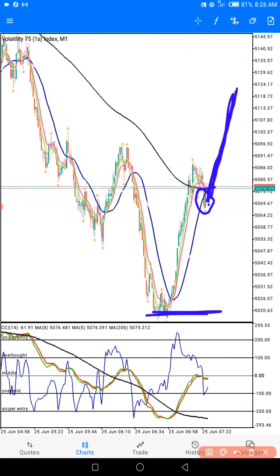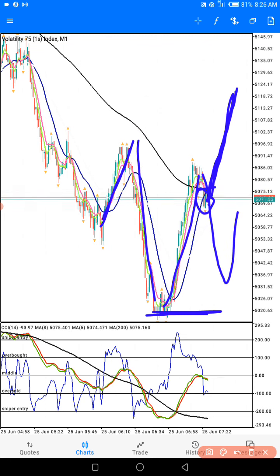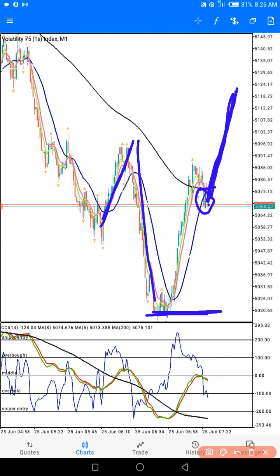Look at the movement we have. We have this impulsive movement. We have this retracement, and this is how it's supposed to flow. But currently the market is about to form, I think, the head and shoulder pattern, the inverse head and shoulder pattern. So let's see how it's going to go for volatility 75.